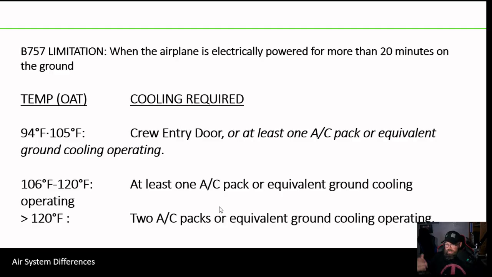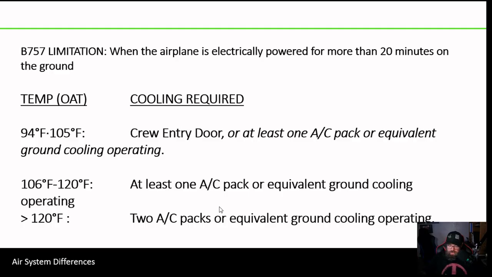I'm sorry, I don't have it up there. And I use Fahrenheit. So 94 to 105 degrees Fahrenheit. So that's hot enough on its own, right? That's hotter than I care to be on an airplane. You have to have at least a crew entry door or one AC pack or the equivalent ground cooling cart operating in this particular instance, right? So if I need an AC pack running on the ground, I've got to have my APU on. That'll give me a pack on the ground. Or I could just have the ground cart hooked up and giving me air that way.